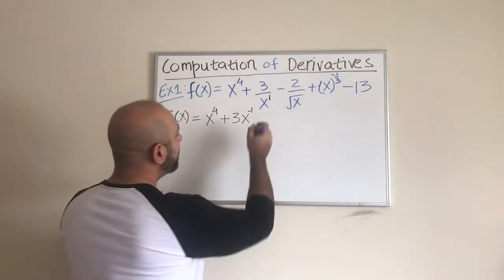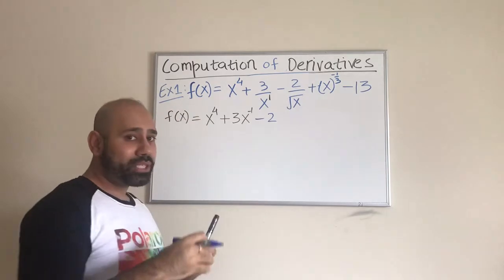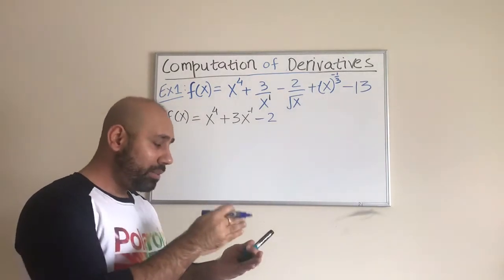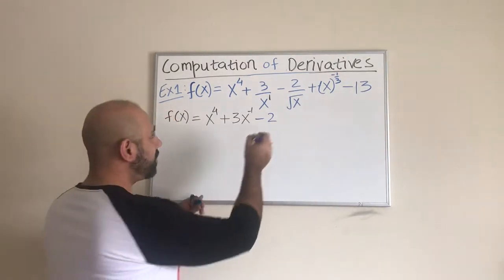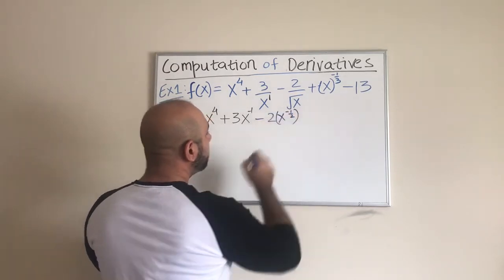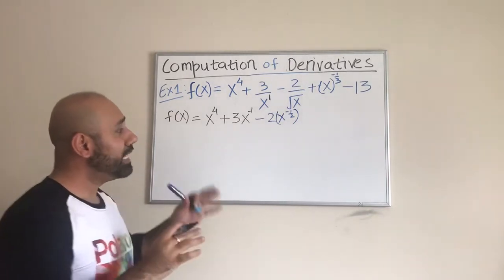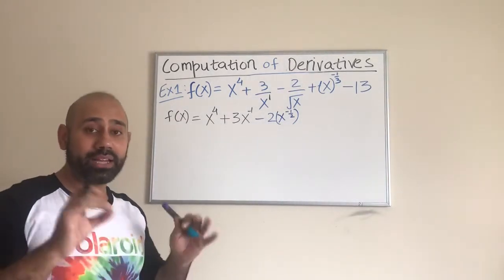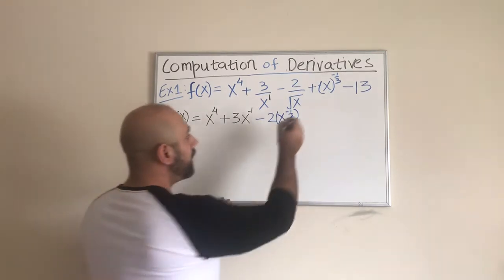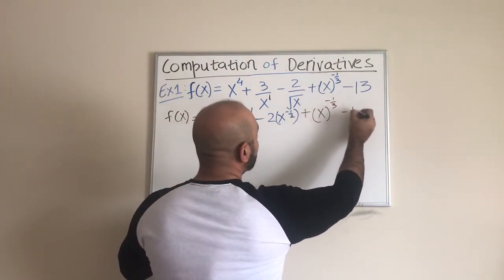Guys, then what is going to happen here? This is 2. We know the radical x is the same as x to the power 1/2, but when we take it upstairs in the numerator, it's going to become x to the power -1/2. So let's keep that in mind. What about the other ones? Well, the other two terms, we're just going to write them as they are because they are already in that form that we can find the derivative for. So it's plus x to the power -1/3 and then minus 13.